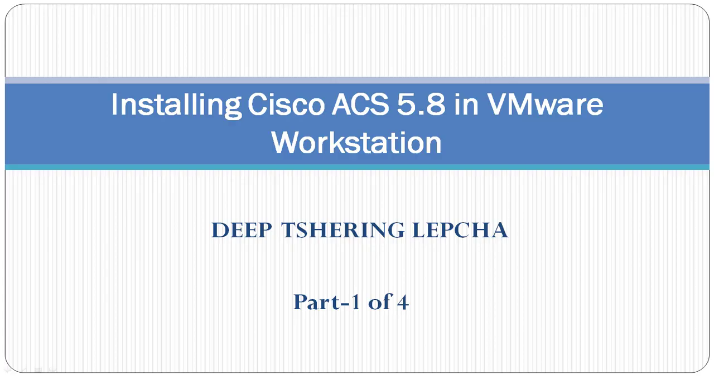In this video, we're going to learn how to install Cisco ACS version 5.8 in VMware Workstation environment. We are actually doing this for AAA authentication. That means we are going to use TACACS server for authentication, authorization, and accounting.